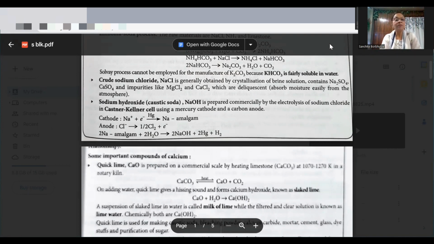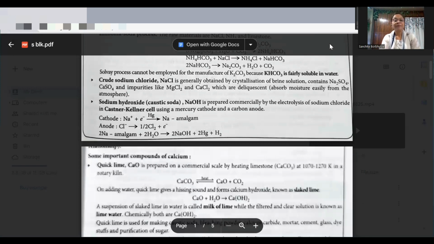Going on to the next compound, crude sodium chloride, it need not be prepared. It is obtained from seawater, and seawater is a good source of sodium chloride, and it's obtained by the crystallization of brine. And this contains sodium sulfate, calcium sulfate, and impurities like magnesium chloride and calcium chloride, which are deliquescent. Deliquescent means it absorbs moisture easily from the atmosphere, and that is why you see sodium chloride getting soggy. It appears very soggy, not because of sodium chloride, but because of the deliquescent substances, magnesium chloride and calcium chloride present in them.